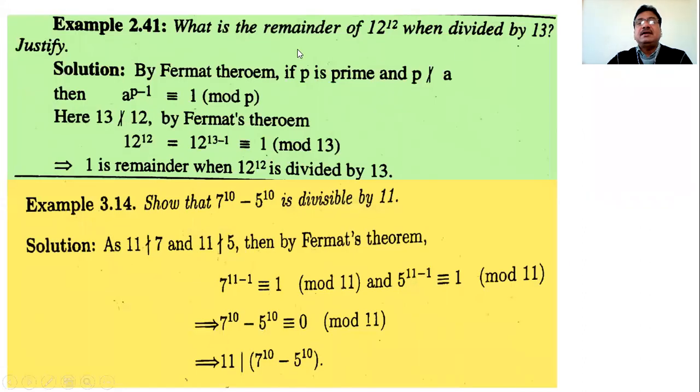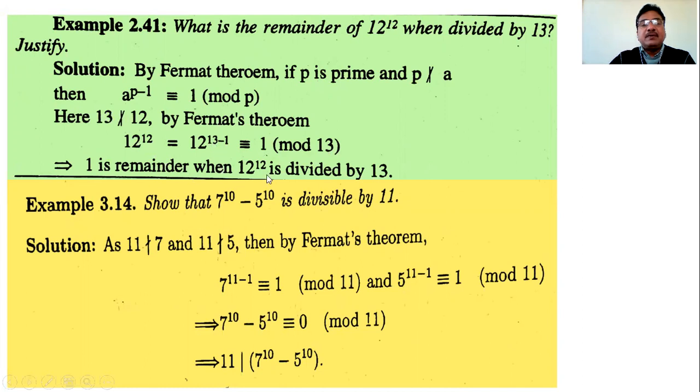So same question here. What is the remainder if 12 raised to 12 is divided by 13? By using Fermat's theorem, 13 does not divide 12, and 13 is a prime number, so 12 raised to 13 minus 1, that is 12 raised to 12, is congruent to 1 modulo 13, because 13 does not divide 12.